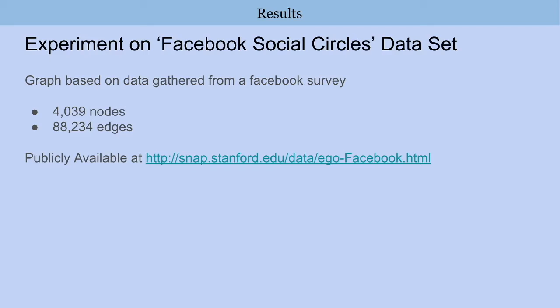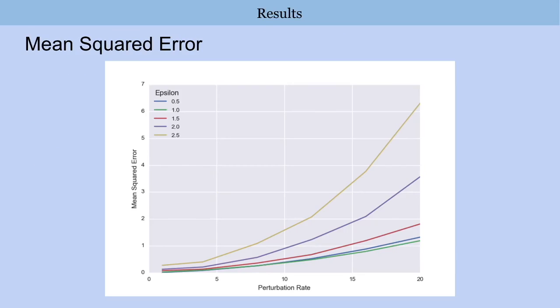We did our first experiment on a Facebook social circles data set, which is just publicly available graph data gathered from a Facebook survey. After running the experiment, we got this graph where the x-axis is the perturbation rate, or the percent of edges that were removed in the attack, versus the mean squared error. As we expected, the larger the attack, the larger the error between the two sparsifiers, and also as epsilon rose, the mean squared error also rose. This is an indication of a successful attack.